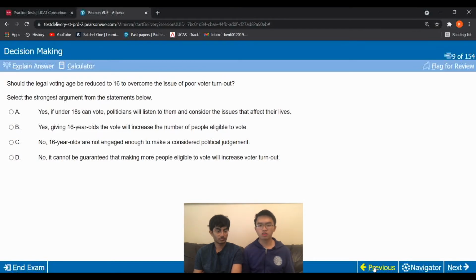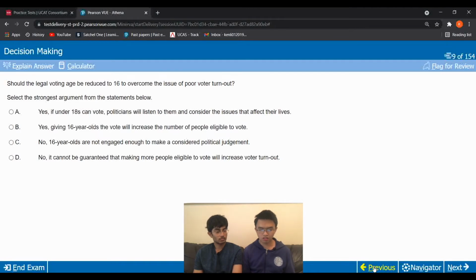The strongest argument usually doesn't make any opinionated claims. "People should" is an example of an opinionated claim, but something like "it's been shown" or "studies back up" is backed up by evidence, so that's more likely to be true. Also, it has to be relevant to the goal. If it doesn't talk about a goal, in this case the issue of poor voter turnout, it is unlikely to be correct. But obviously each question is different, and you have to find the best fit. So the best fit might not always have all of those things.